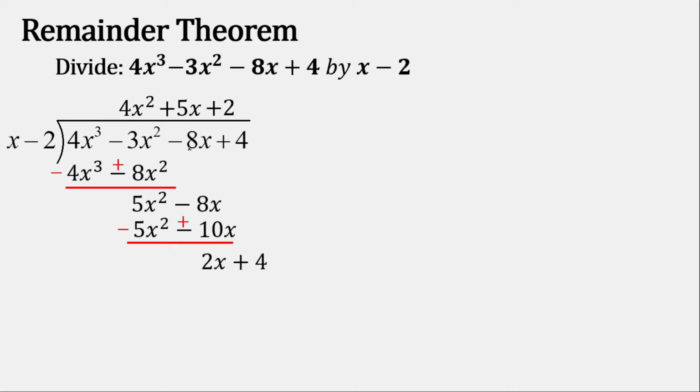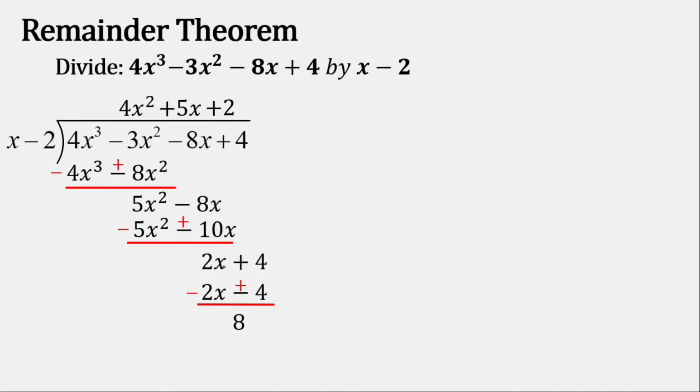Now 2 multiplied by x minus 2, and our answer is 2x minus 4. Now let's change the sign of this and proceed to addition. And we have 8 as our remainder. So in this one, this will be our divisor, this will be our quotient, and this will be our remainder.